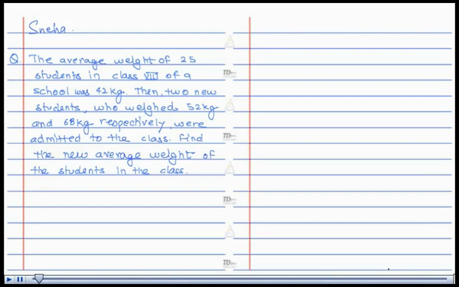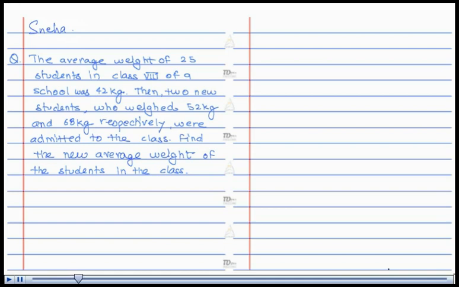The question is, the average weight of 25 students in class 8th of a school was 42 kg. Then, 2 new students who weighed 52 kg and 68 kg respectively were admitted to the class. Find the new average weight of the students in the class.